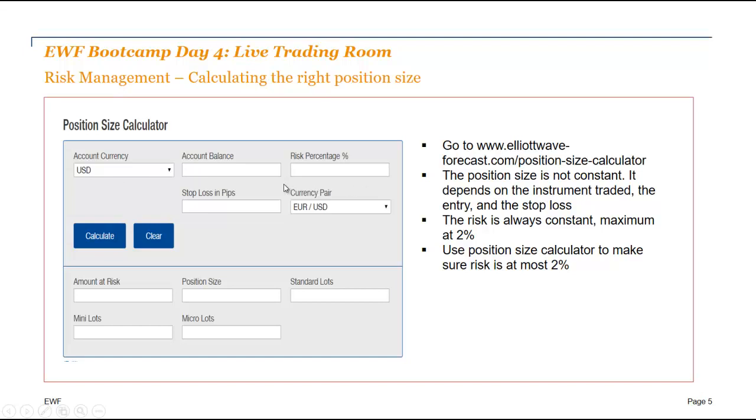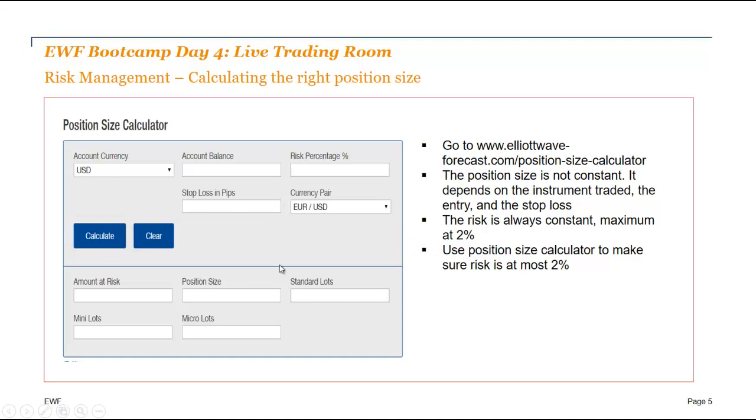So basically every time you trade based on the trading journal, you cannot always trade the same size. The position size cannot always be constant because it depends on the instrument that you trade, it depends on the entry, and it depends on the stop loss. The one that has to be always constant is the risk. So the risk always is at 2% maximum. So you use this calculator here if you are still new and not used to it, to make sure that you trade at most 2%.